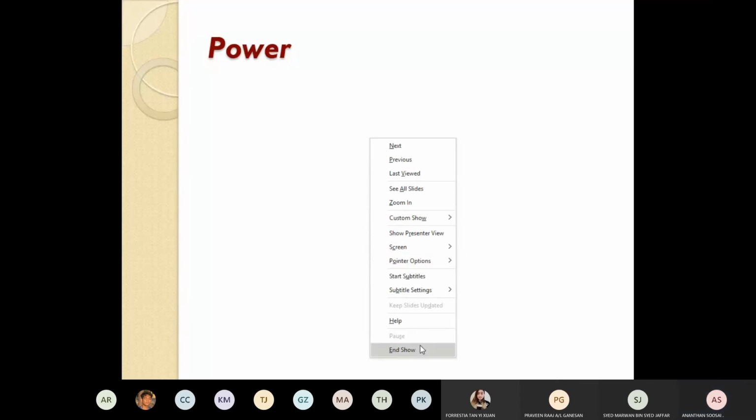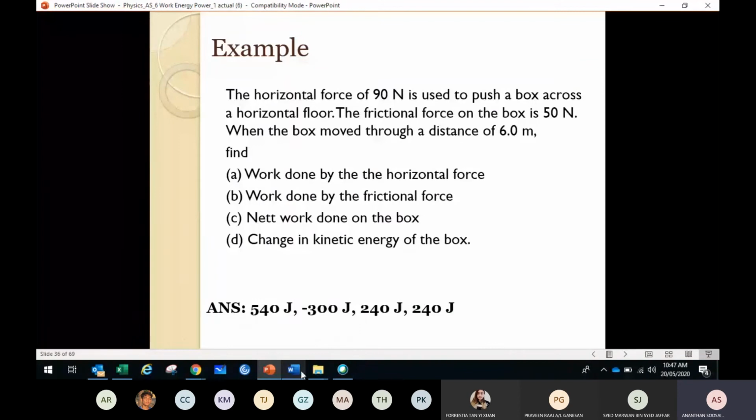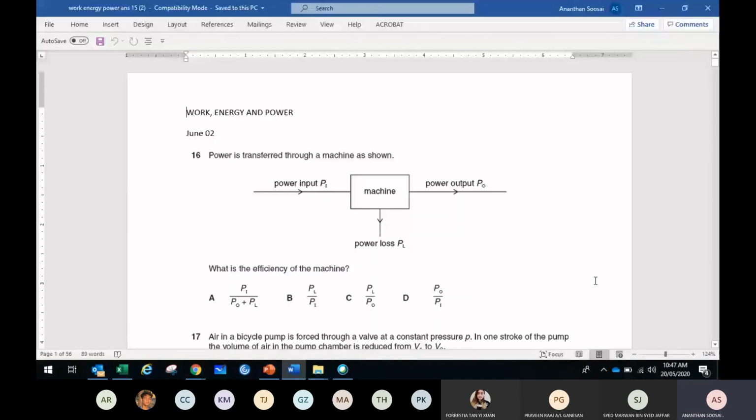Okay, so that's about energy and work. Before we go to power, as usual, some questions first. I don't want to go for power yet. So we go to the questions now.